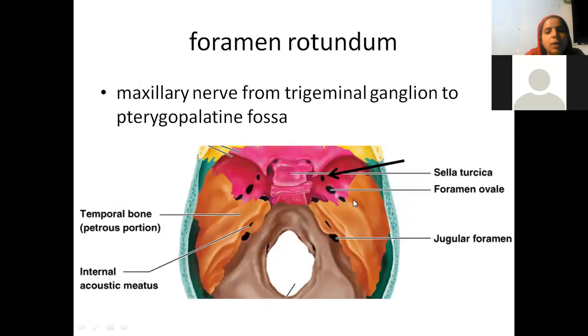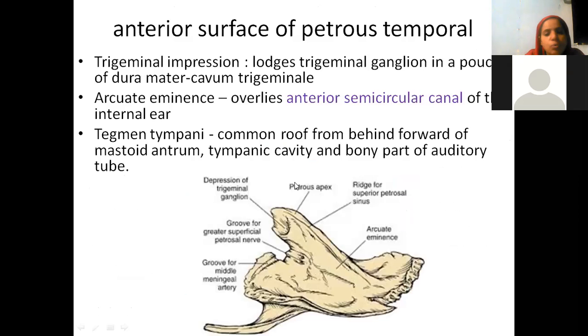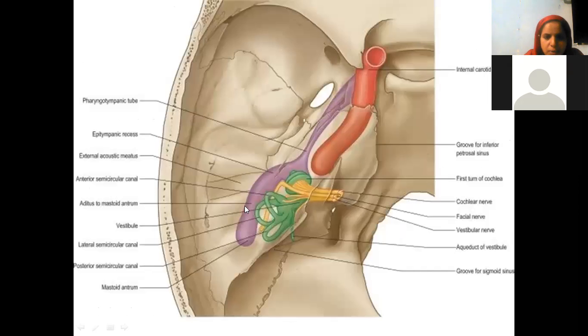So foramen rotundum, I already told you, gives passage to the maxillary division of the trigeminal nerve. From norma basalis, we usually don't see foramen rotundum because it is obliterated. It is just opening in the pterygopalatine fossa. That is the reason you don't see it from below. All these are not required.